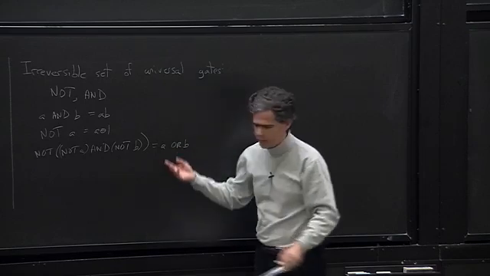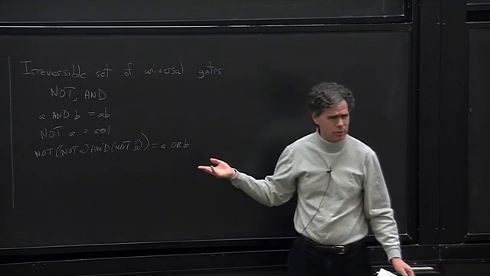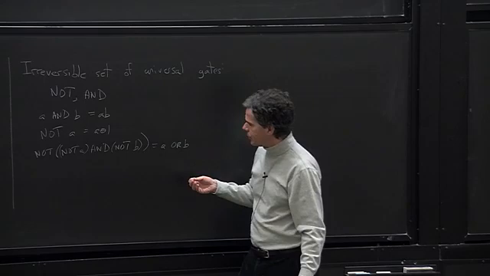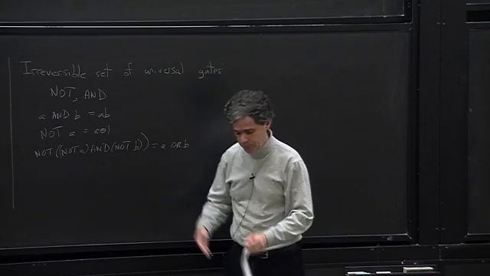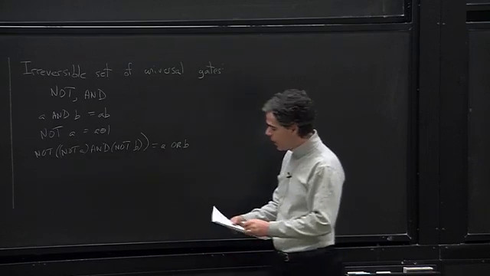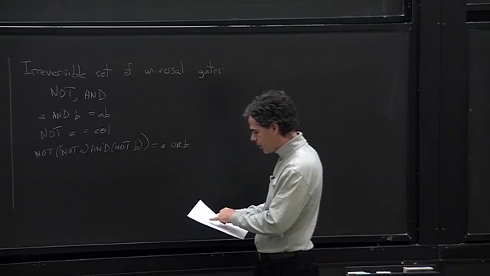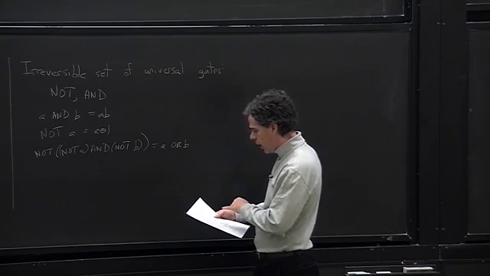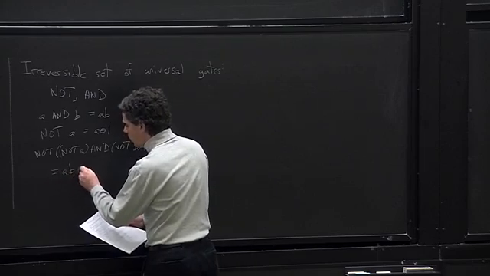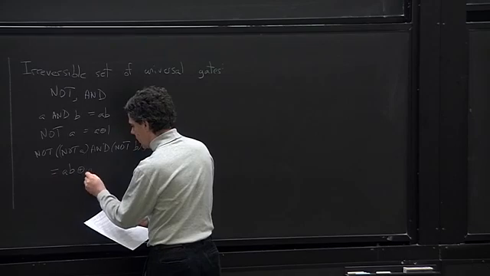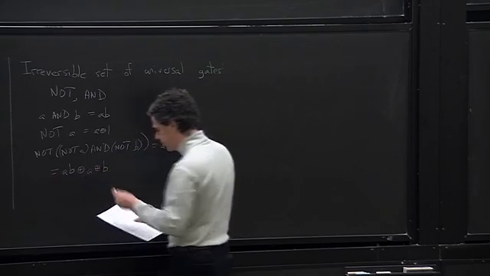So that's one of those basic logic rules, De Morgan's law, I think. And you can just write down the truth table to see that this is true. And this you can calculate is equal to AB plus A plus B.